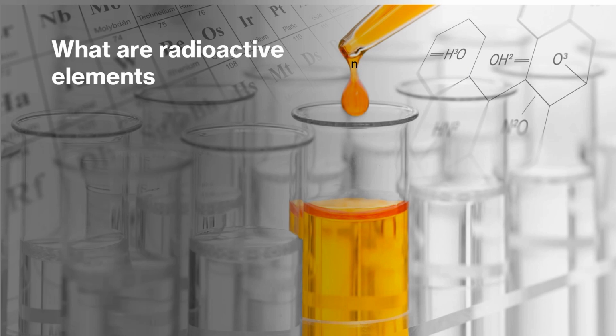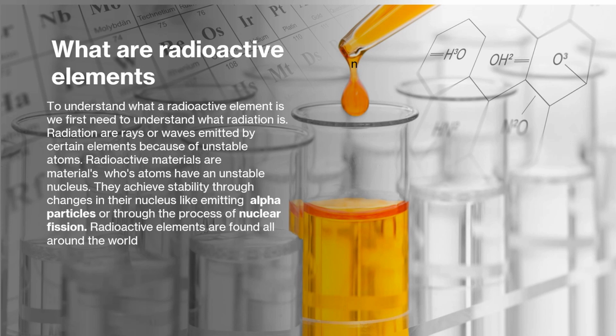What are radioactive materials? To understand what a radioactive element is, we first need to understand what radiation is. Radiation is a form of waves or rays emitted by certain elements because of unstable atoms. Radioactive elements are materials whose atoms have an unstable nucleus. They achieve stability through changes in their nucleus, like emitting alpha particles, or through the process of nuclear fission.